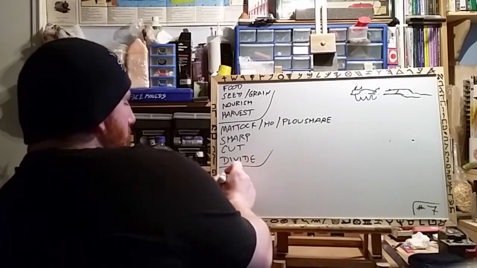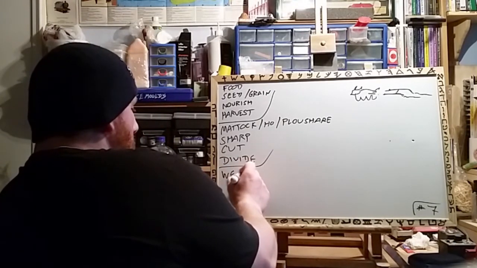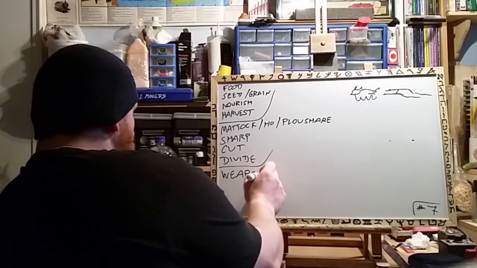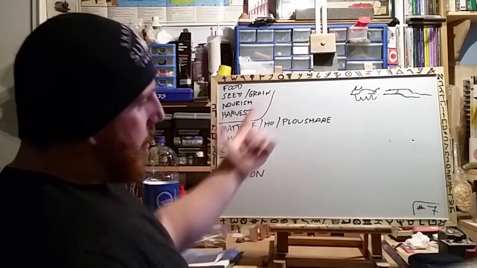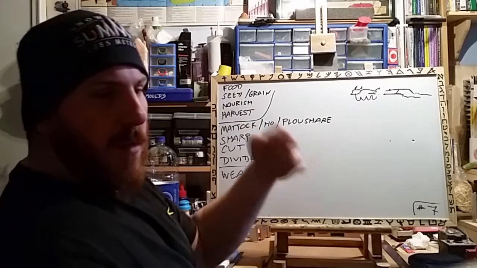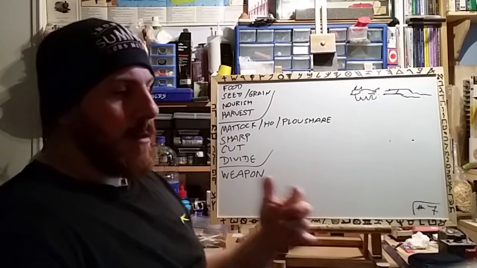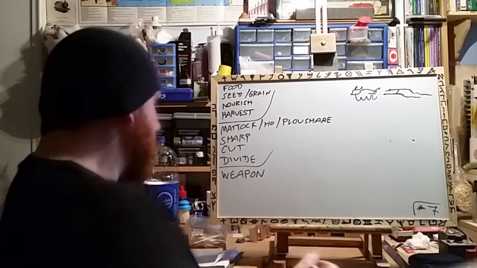So you also have weapon. And from a weapon and from a ploughshare, they're both made out of metal, and so they both have the idea of shining as well.